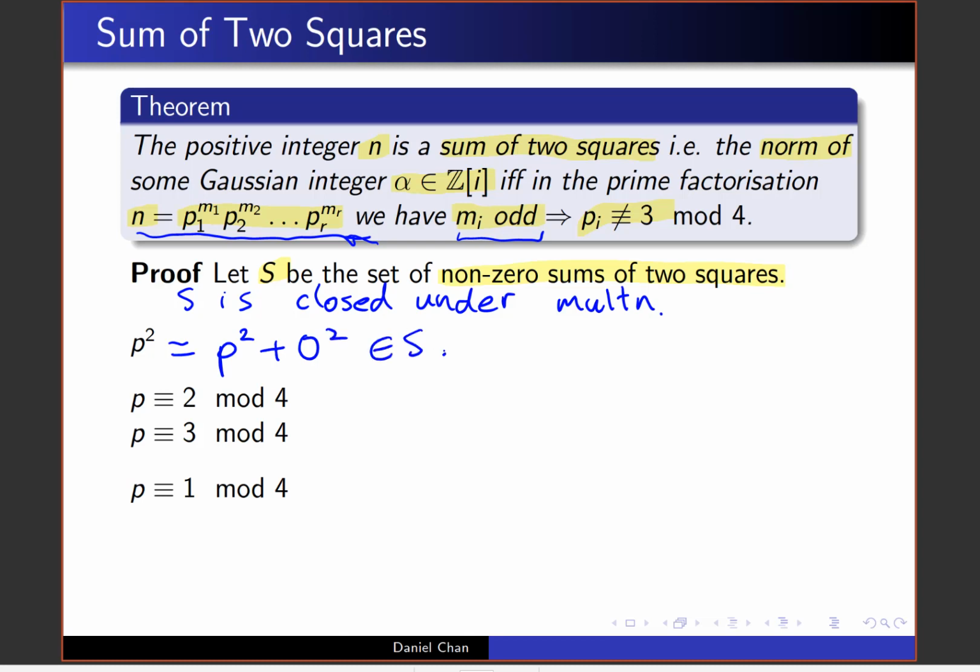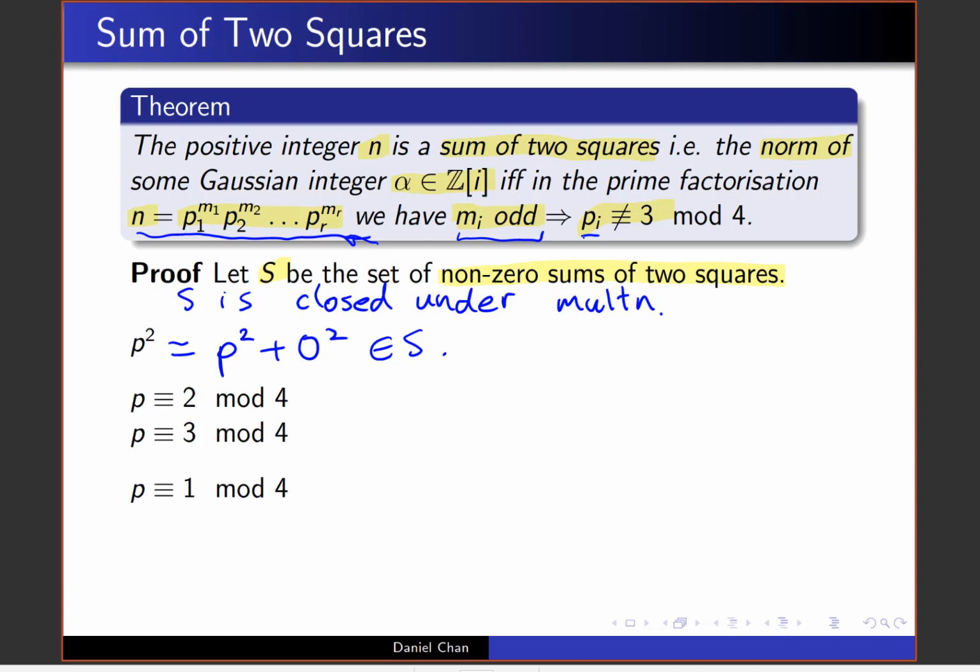So of course that's inside S. Okay, so there's no problem there. So what other types of things can you have? Well, if p_i is not congruent to 3 modulo 4, then you can have any power of that prime.